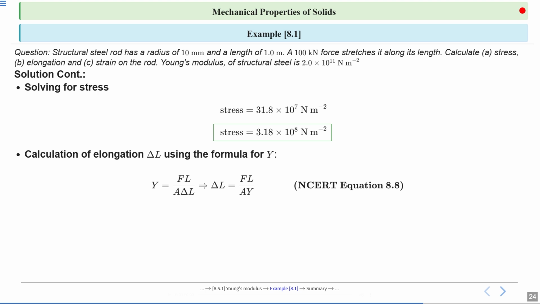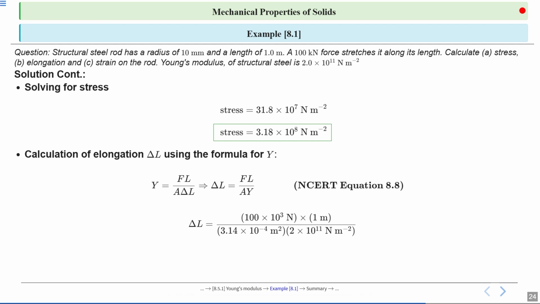Next, we will calculate the elongation of the rod, which is how much it stretches under the applied force. We will use the formula for Young's modulus, which relates stress and strain. Here, Young's modulus, represented by Y, is a measure of the stiffness of the material. The formula rearranged gives us delta L, the change in length, as delta L equals F times L divided by A times Y. So just substitute the values into the formula and you will get the value of delta L.